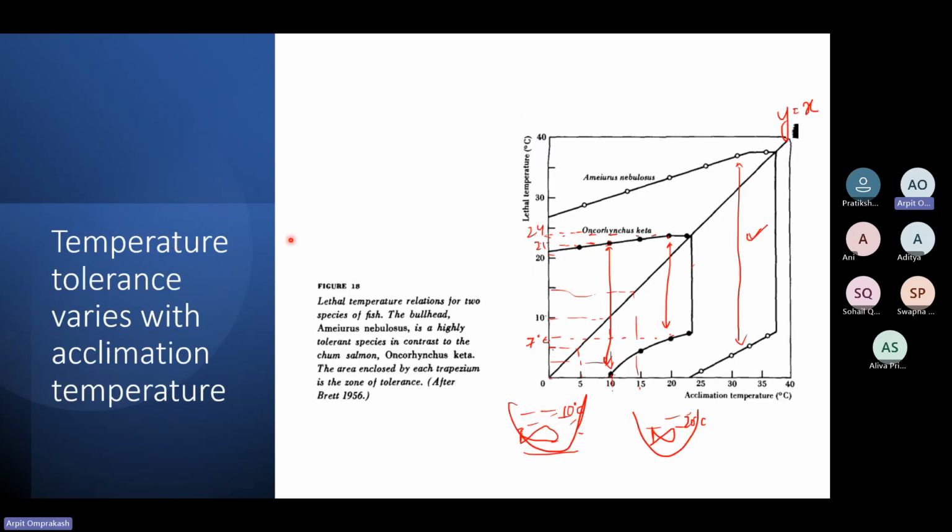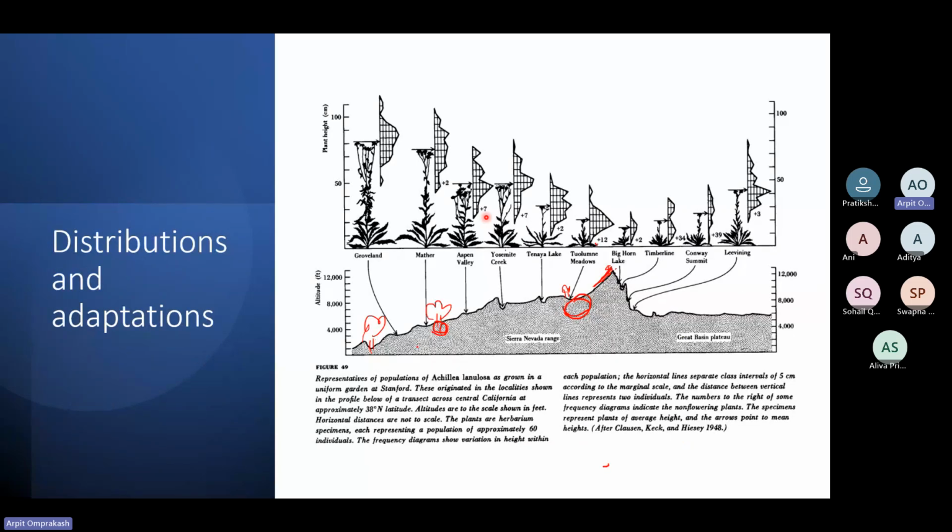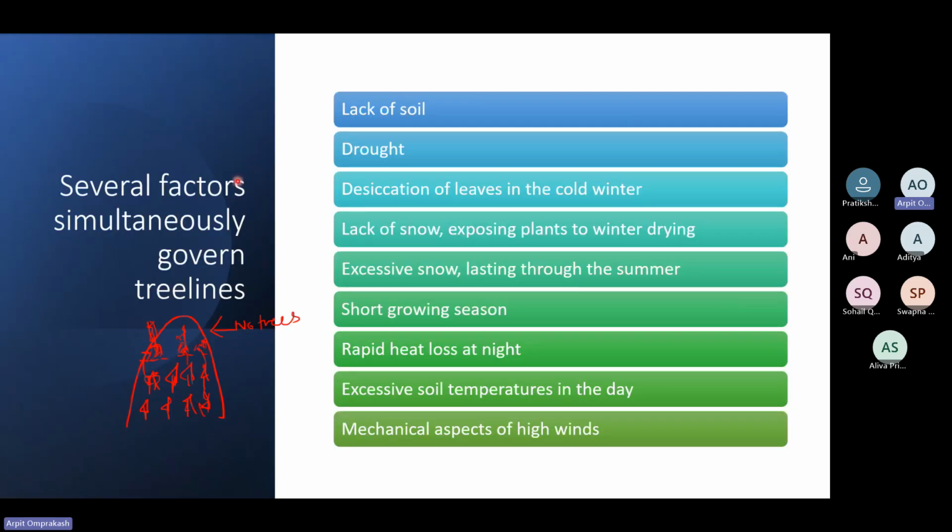Then we talked about how temperature tolerance varies with acclimation temperature, and how different representative populations of the same species can adapt to different areas. Then we talked about how felines are governed by many of these factors and so on. So that was it till week 7.